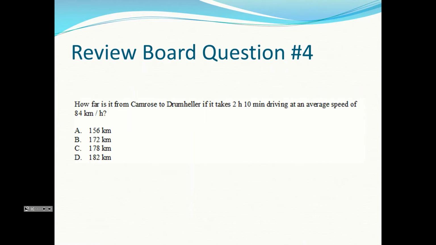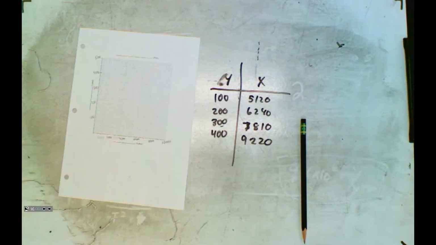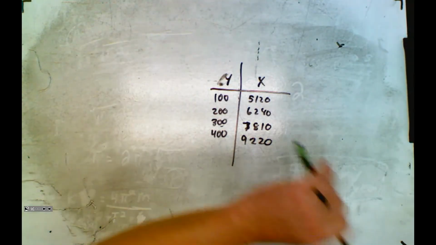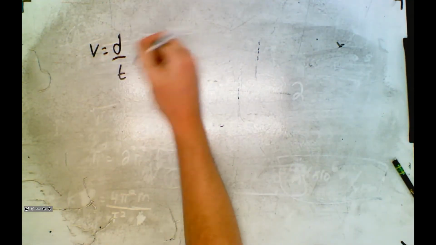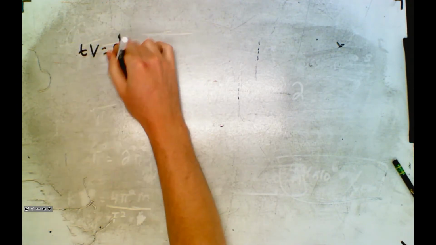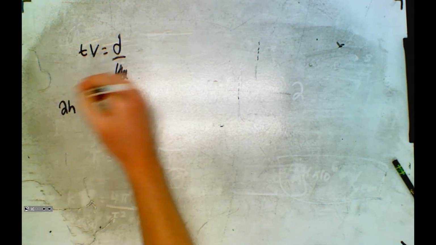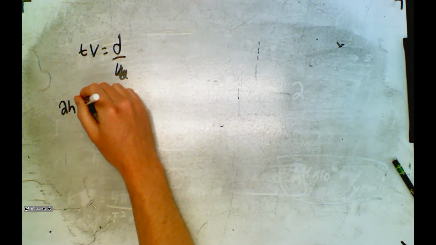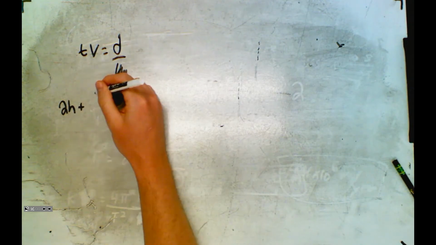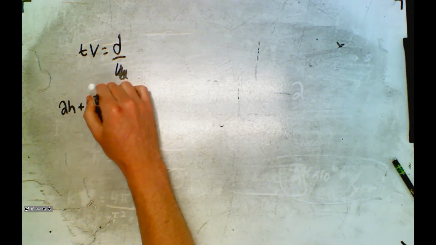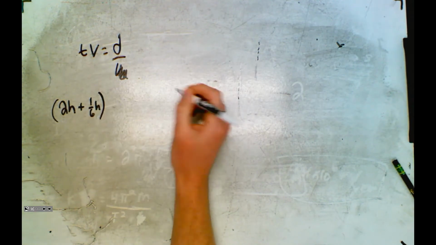How far is it from Camrose to Drumheller if it takes 2 hours and 10 minutes driving at an average speed of 84 kilometers an hour? So to do this one, it's just a simple v equals d over t question. We want to find a distance. So our time units have to be the same. So 2 hours and 10 minutes is going to be 2 hours and 1/6 of an hour. That's going to be our time. That's how you do that.